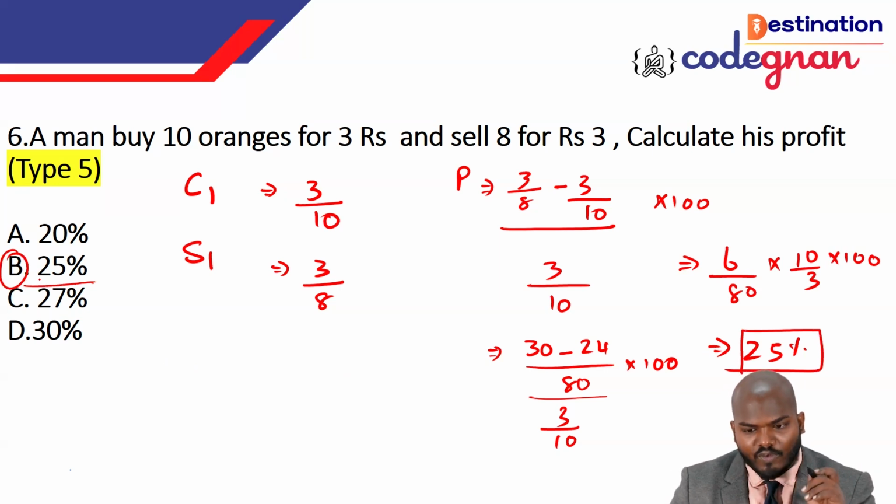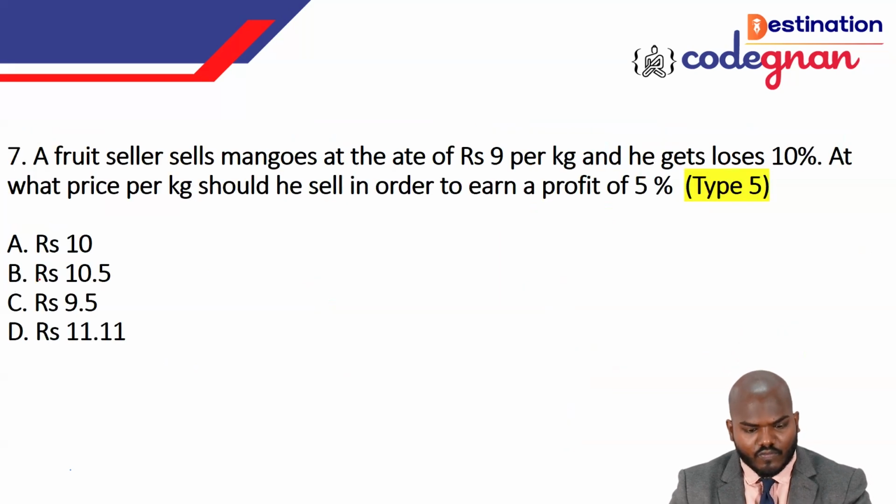So this is the type 5 method. Okay, so next we will go for the next question. I request everyone to try this one. It's a little bit different. Okay, so this one is rate. Okay, I just forgot the R here.